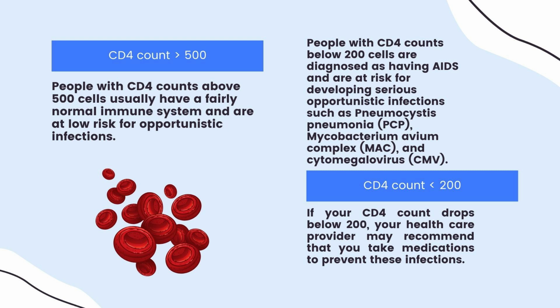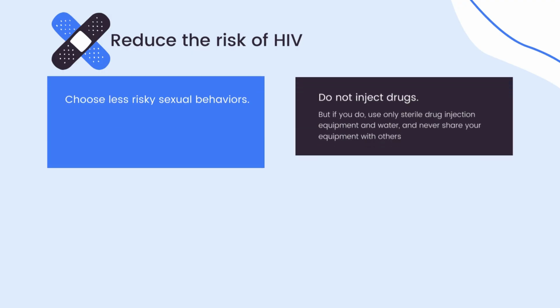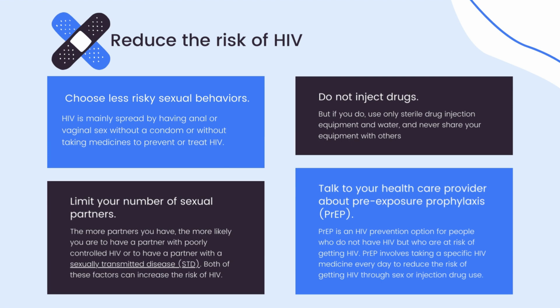The only way to know for sure if you have HIV is to get tested. There's no vaccine to prevent HIV infection and no cure for HIV or AIDS, but you can protect yourself and others from infection. To reduce your risk of HIV, use condoms correctly every time you have sex. Use only sterile injection equipment and water, and never share your equipment with others.